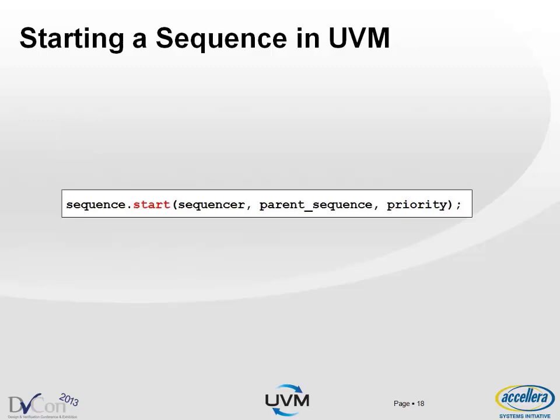So here, sequence is the sequence we're running. We're running it on our sequencer. Parent sequence is the calling sequence, the sequence that's calling start. Priority is the priority of the sequence. It's as simple as that, conceptually.